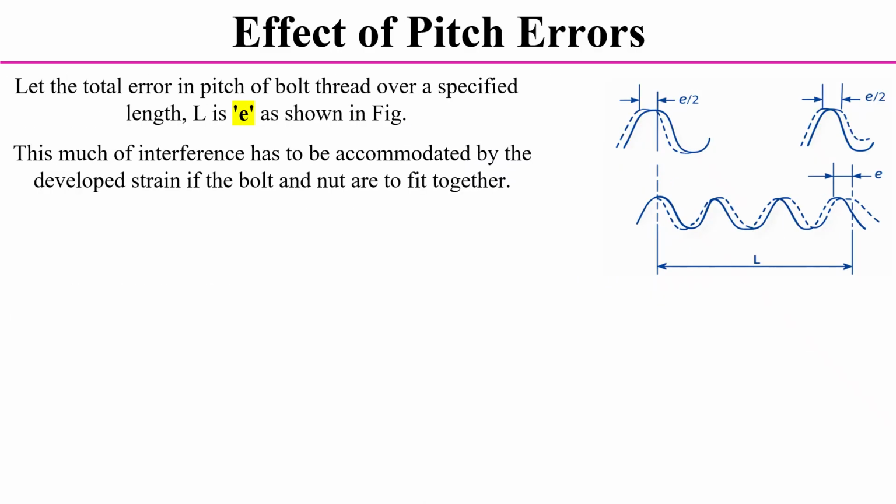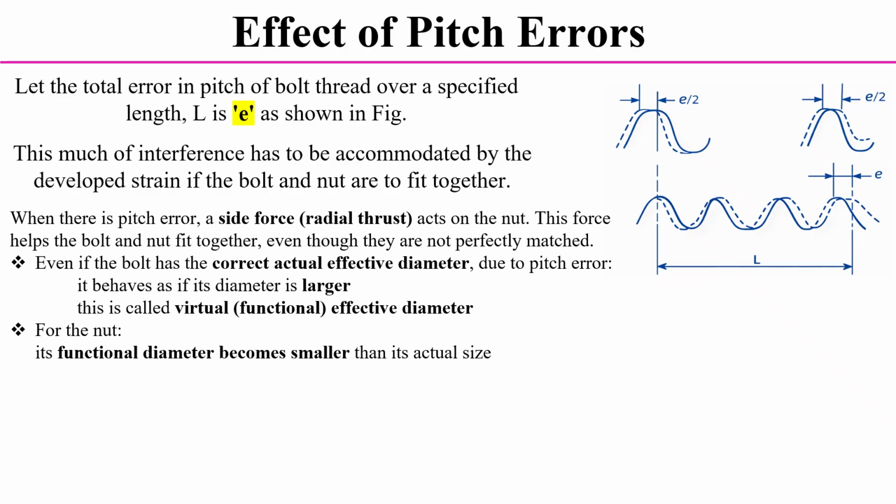Let the total error in pitch of the bolt thread over a specified length capital L be small e, as shown in the figure. In the figure, capital L is the total length of the bolt thread and small e represents the total error of the pitch. When this pitch error is present, interference will occur in the assembly of the bolt and nut. This interference has to be accommodated by the developed strain if the bolt and nut are to be fit together.